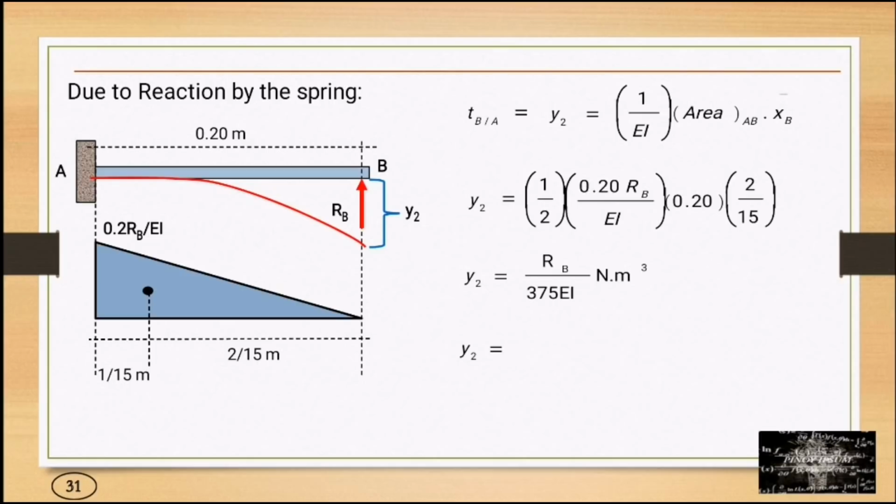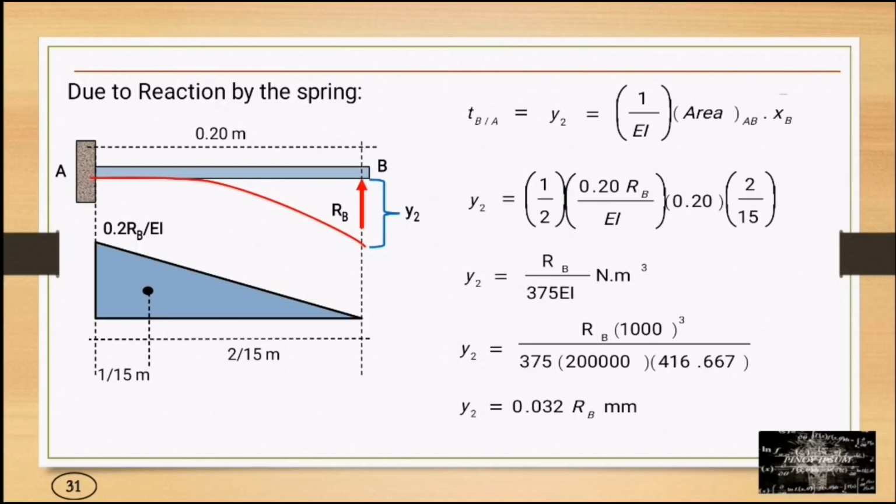So y2 in terms of RB is RB times 1000 raised to 3 all over 375 times EI. So y2 in terms of RB is equal to 0.032 times the RB, expressed in mm.